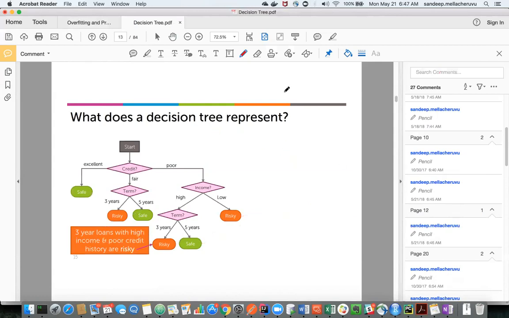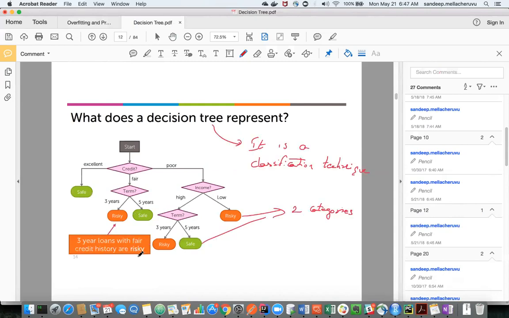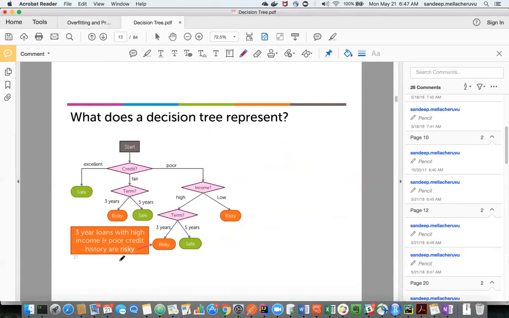Okay, so what this is saying is, this risky node is saying if the credit is fair and the term is less than 3 years, then we are predicting risky. That's what it is saying here: 3-year loans with fair credit history are risky. Similarly, if you go to the other risky node here, 3-year loans when the income is high and credit is poor are also risky.